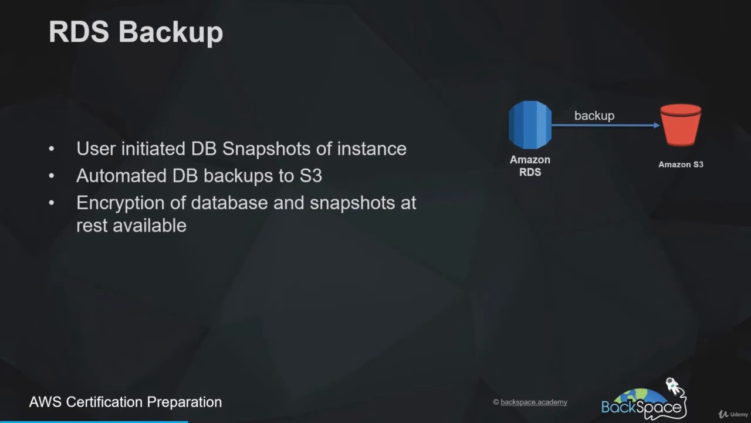There are two options available for backing up our data in an RDS database. The first one is user-initiated DB snapshots, which involves us going into the console and manually creating a snapshot of that instance, or we can do that through the command line interface as well. Or, if we would like to, we can automate that process through automated DB backups over to S3. The way that works is that when you go to create your RDS instance in the console, there will be an option where you can specify the time period for automated backups. If you specify 0, then you won't have automated backups. If you have your database encrypted, you can also have your snapshots encrypted at rest as well.